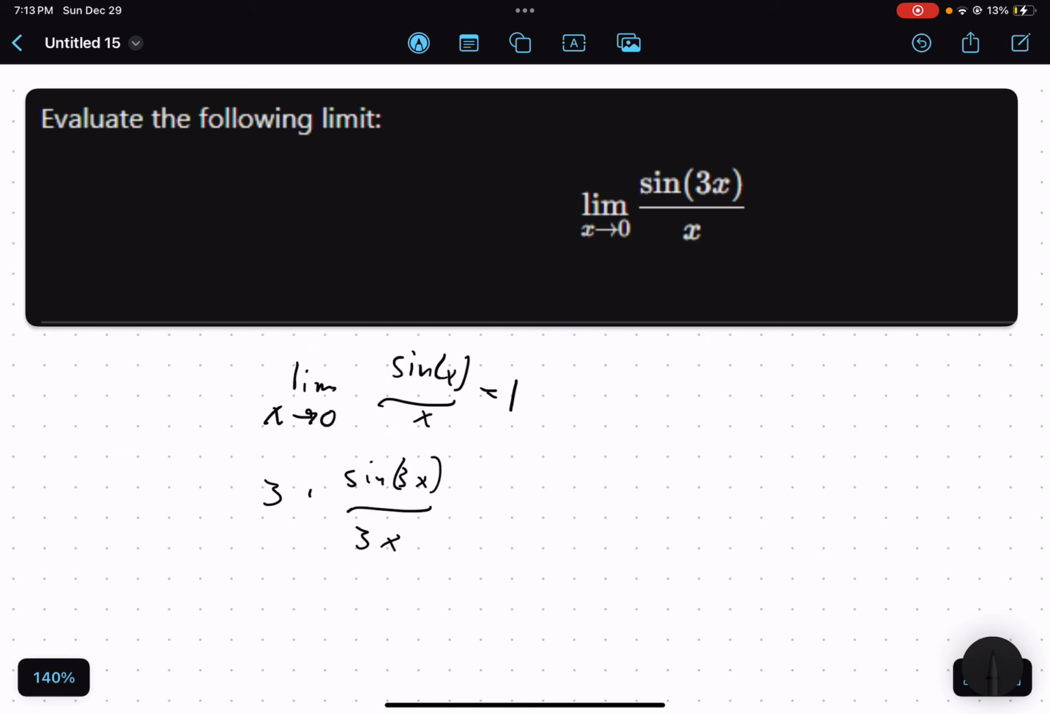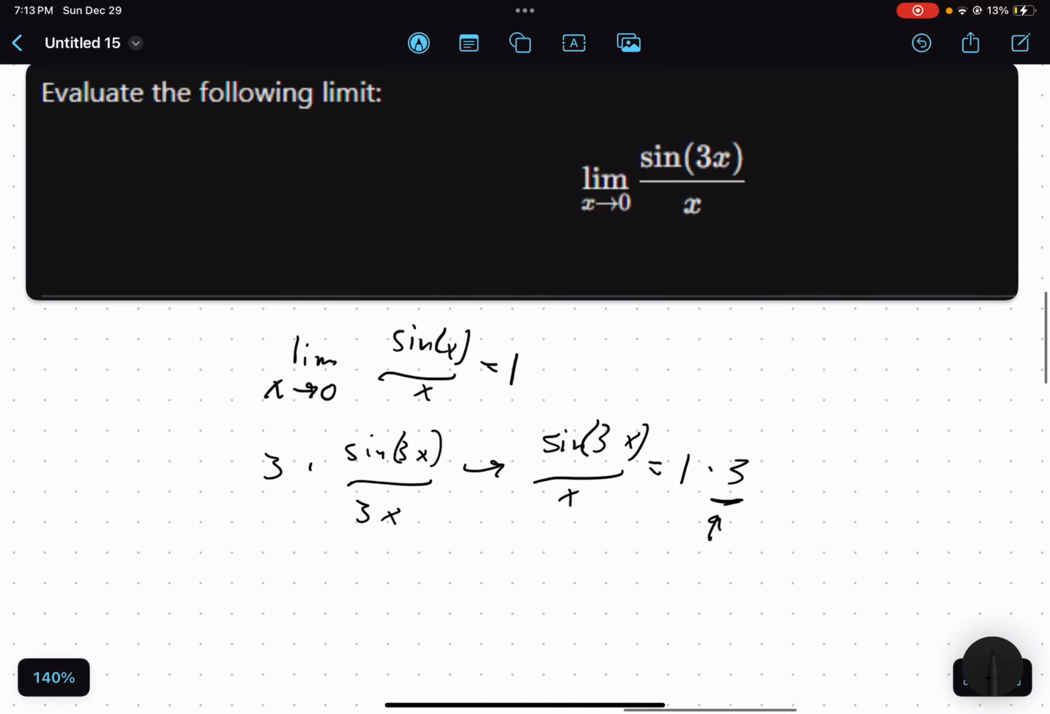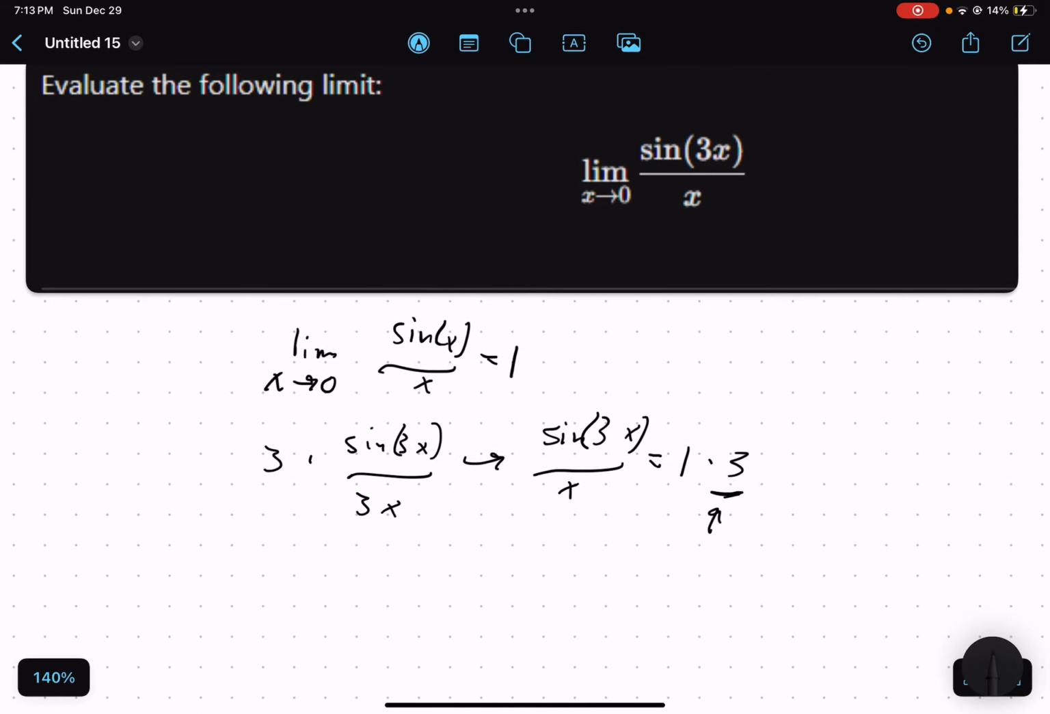And because we know that as x approaches 0, 3x approaches 0, we can then use the standard limit, and this becomes sine 3x over x equals 1 times 3. This is the big part, times 3. You're doing 1 times 3. And obviously, when you do 1 times 3, you get 3, and that's your answer.